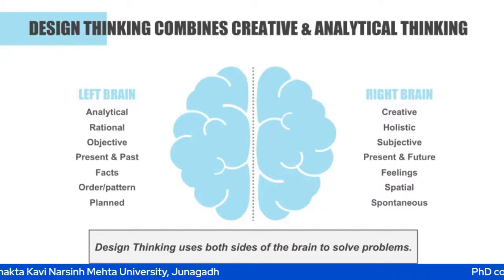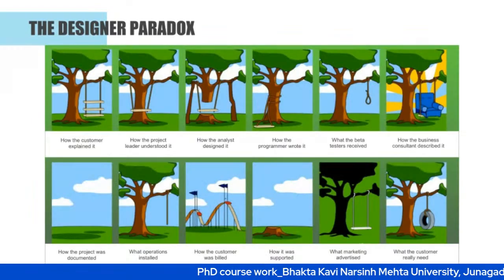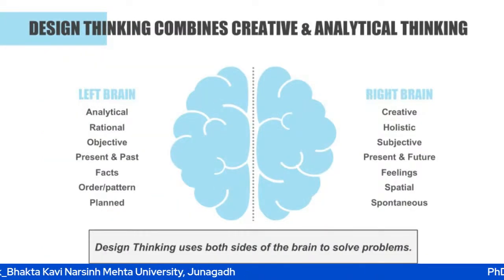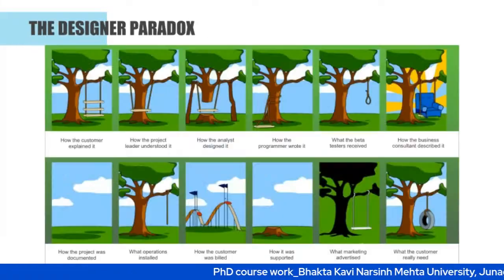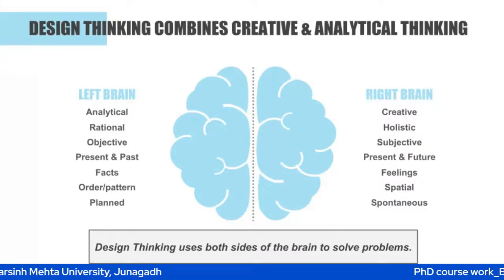So design thinking uses both sides of the brain to solve the problem. It will not use only one part, because you have seen earlier in this design paradox, the engineer used only one kind of brain. He used only the right brain. He went for the creative, holistic, so many things he did. But at the same time, if he had used the left brain, he would have found out first of all what his grandson had actually shown, and going from that, it would have been quite easy for him to create the solution.